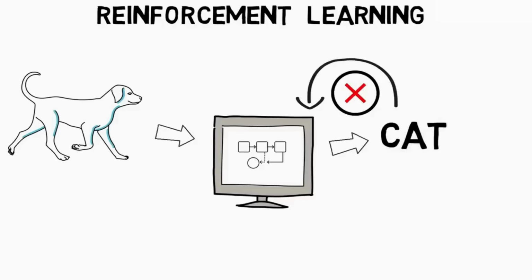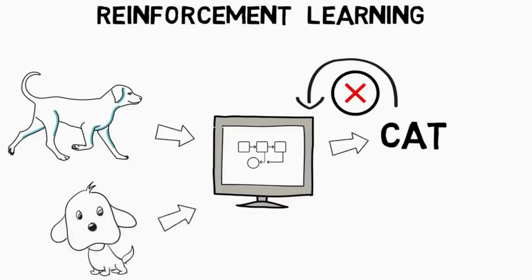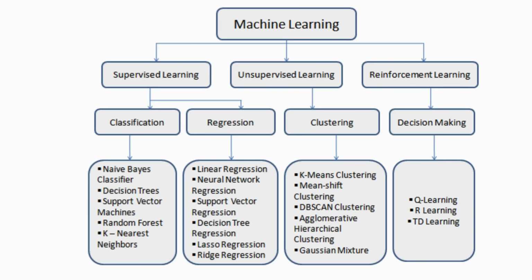So you give a negative feedback to the machine saying that it's a dog's image. The machine will learn from the feedback, and finally if it comes across any other image of a dog, it will be able to classify it correctly. That is reinforcement learning. Here is a detailed classification of machine learning for better clarity.